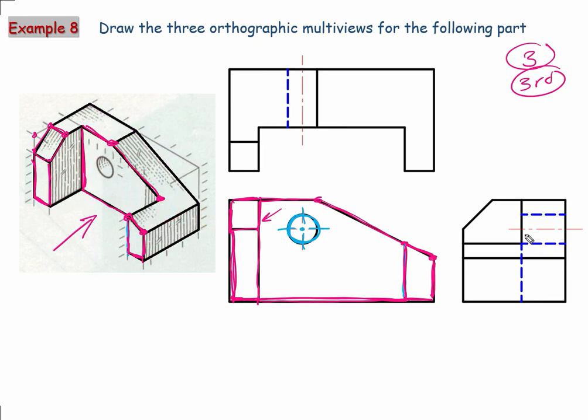Now, regarding the side view, how can we construct it? Extend this line to the side, extend this line, this one, this one. We need this one also. Then start drawing the side view. I can see this edge from here to here. I can see this edge also, and this one, and this one.